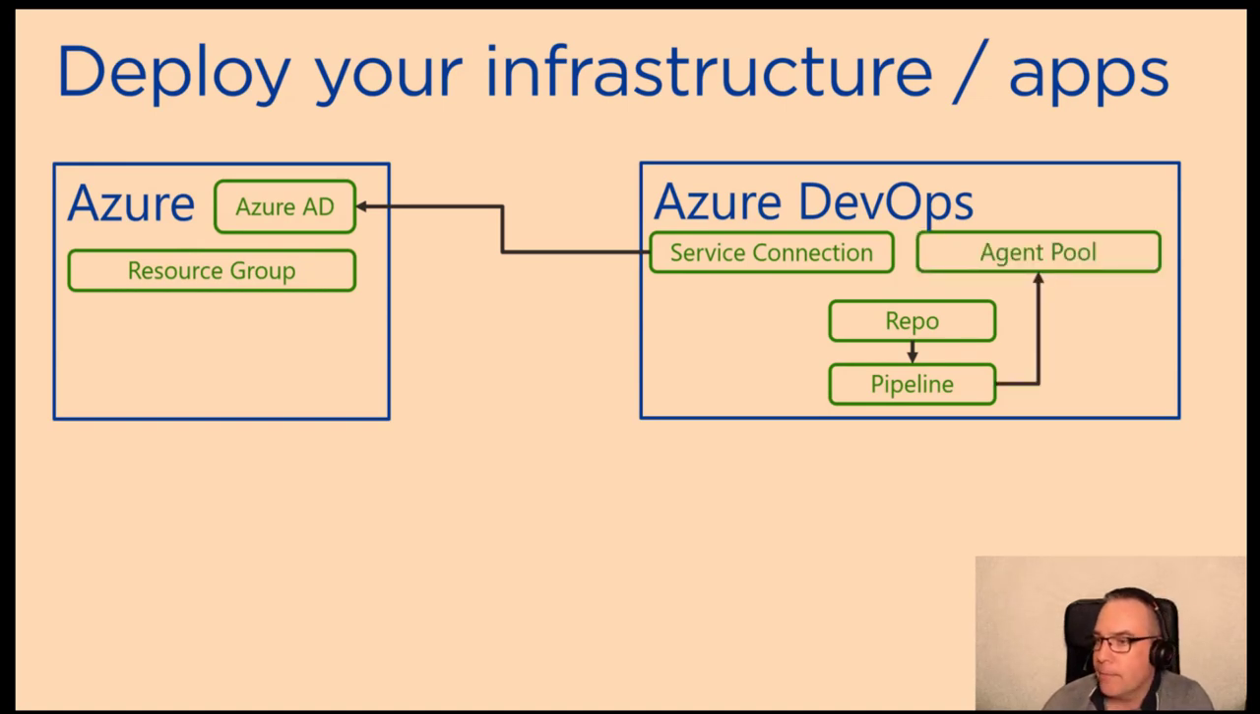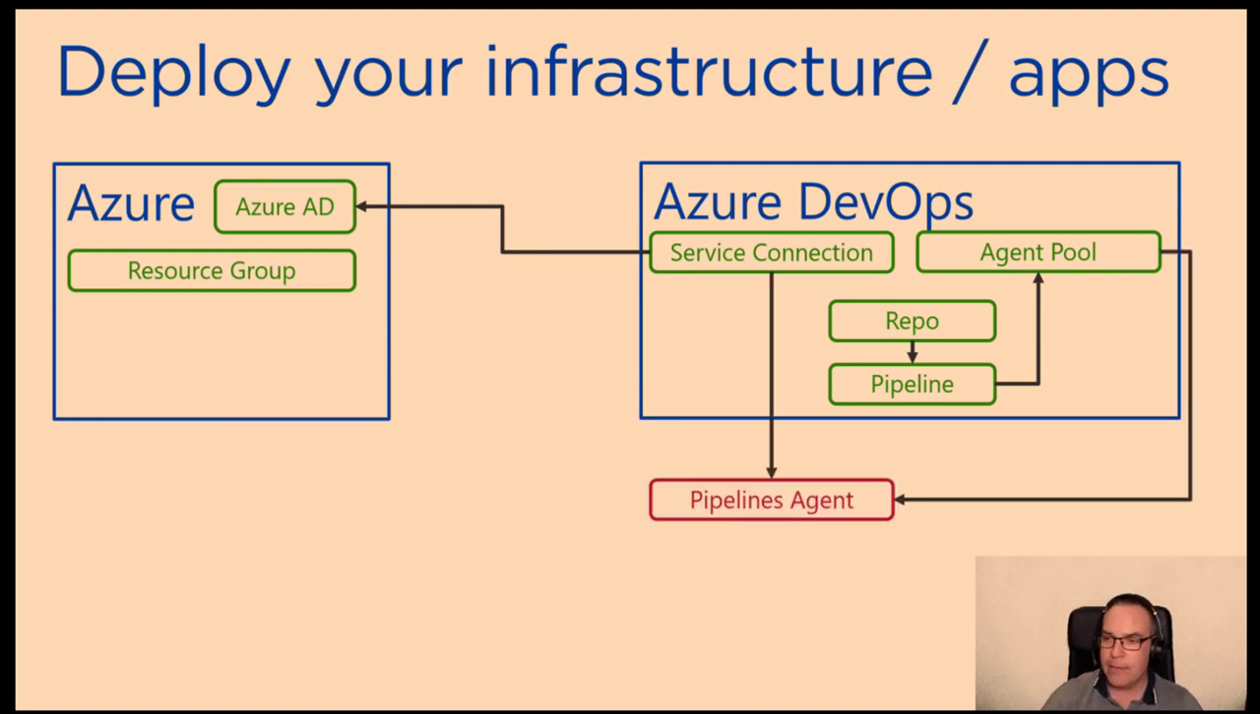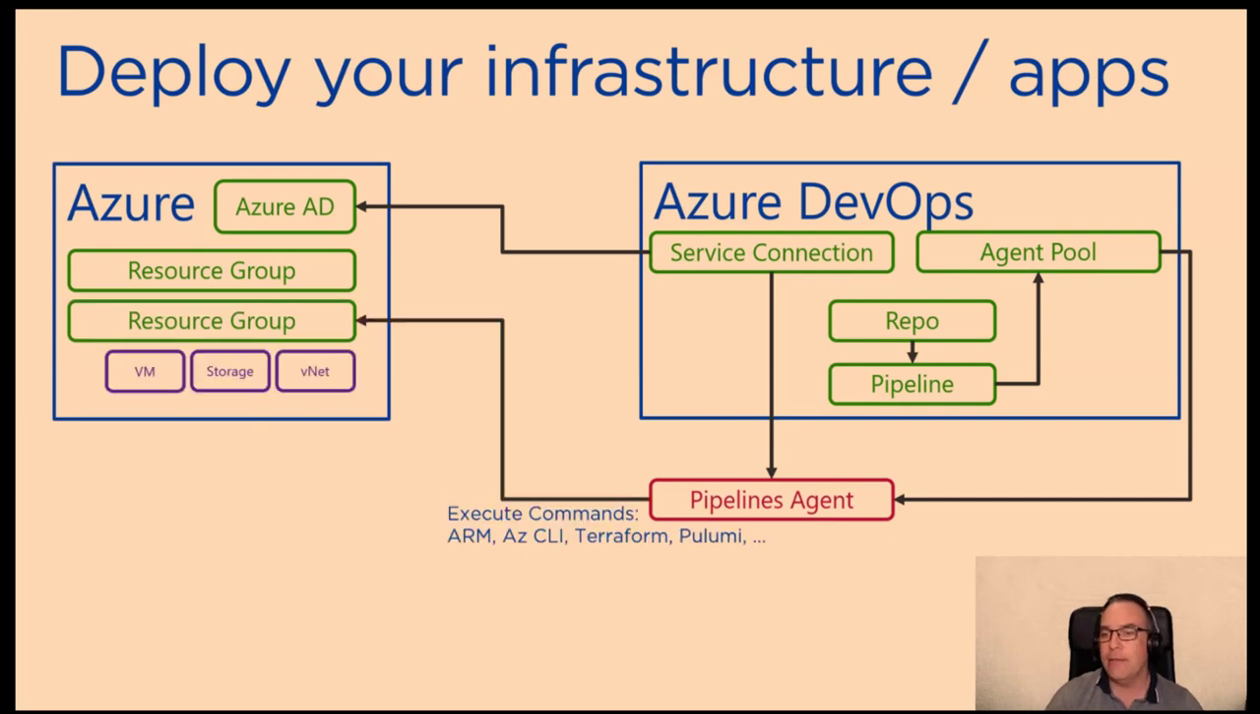So if we then run the pipeline, first of all, we need to get an agent. The agent is the process actually executing our code, executing our task. And this pipeline agent then gets the credentials injected of the service connection, which is technically an Azure Service Principal. And then you're free to execute any commands towards Azure. So out of the box from Azure DevOps, you have the ARM templates, or generally speaking, just use the Azure Resource Management API. You could use the Azure CLI.